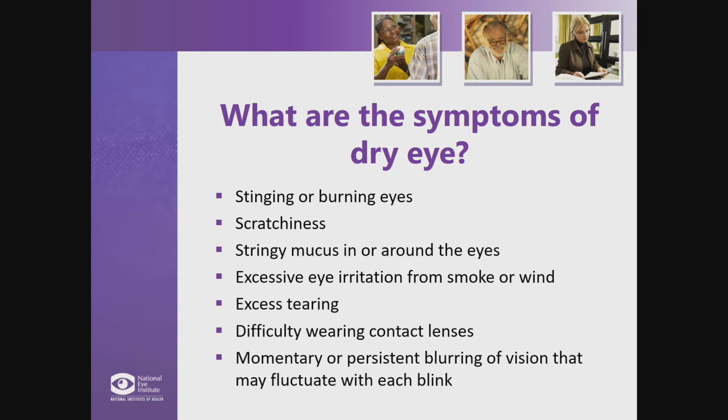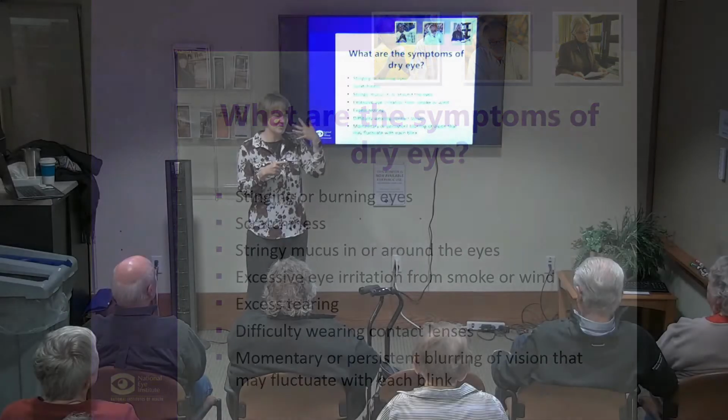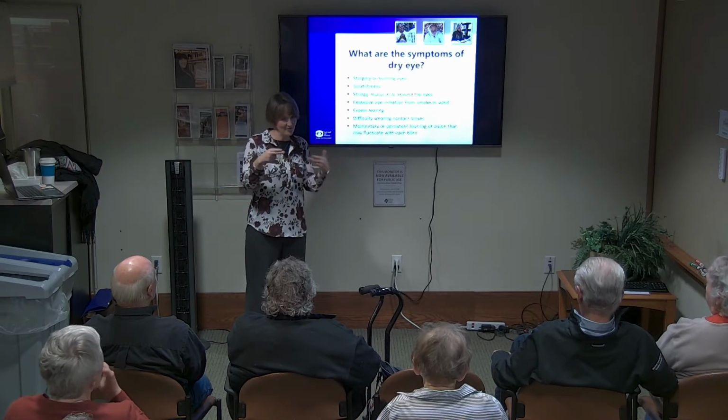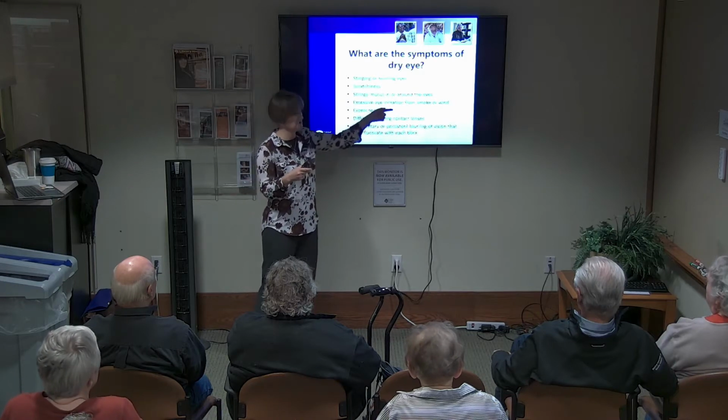So the symptoms, sometimes we talk about stinging, burning, scratchy, the stringy mucus that we get around our eyes. That means that we think of three components in the tear film. We've got a watery component, we have mucus, and we have an oily component. The oil is what you need to hold the moisture on the surface. And if you're lacking some of either the oil or the water, you get a lot more mucus.